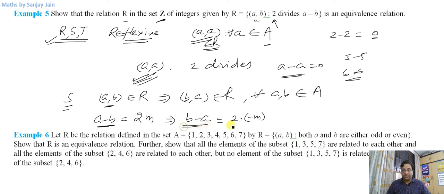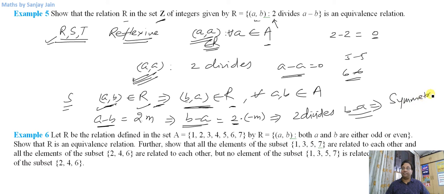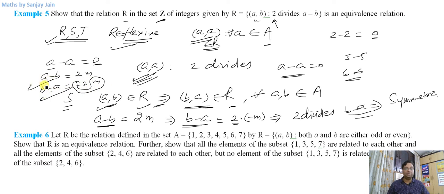That means b minus a is also divisible by 2, which means 2 divides b minus a. Or in other words, mathematically, (a, b) is present in this relation, and that implies (b, a) is also present in this relation. So this relation is symmetric. So I have checked two of the things: it is reflexive because every integer when subtracted from itself will give me 0, and 2 divides 0. And if a minus b is divisible by 2, then b minus a will also be divisible by 2. These two things I have already seen.